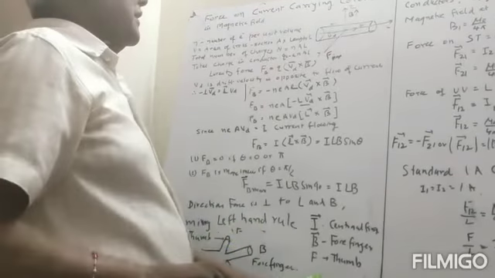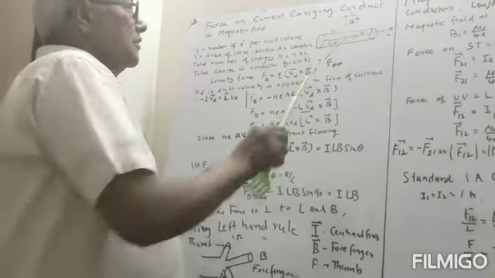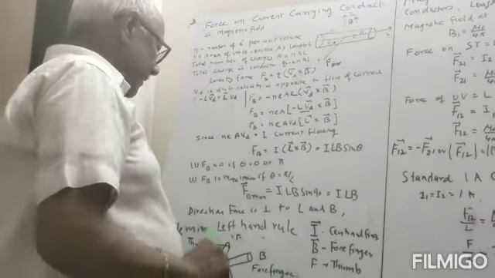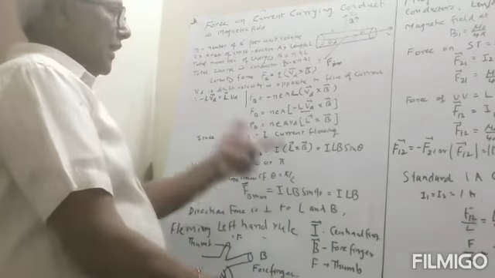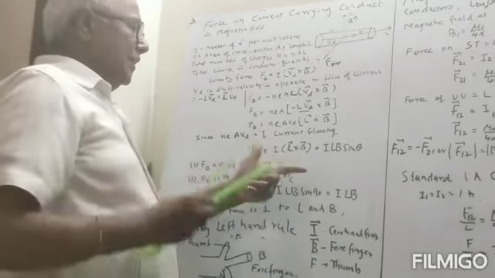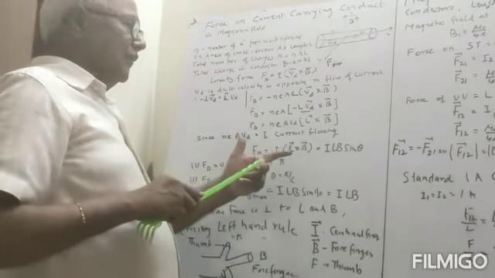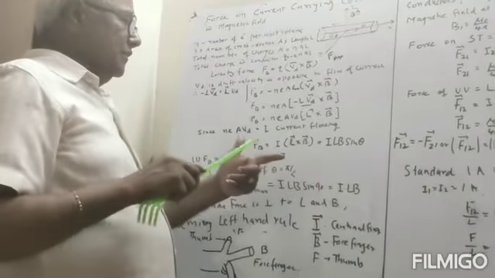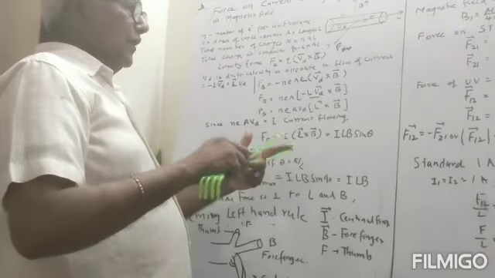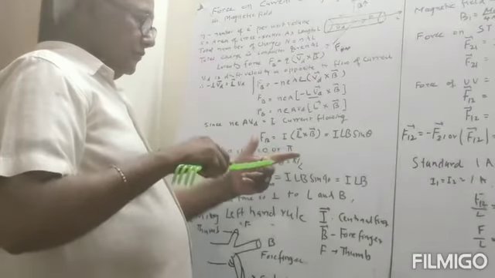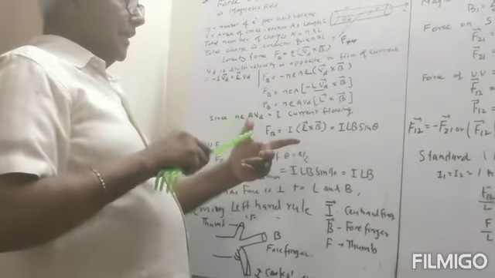So now we can give the direction of force by Fleming's left hand rule. Now, what is Fleming's left hand rule? If we take the left hand, this is your thumb, this is your forefinger, this is your central finger. The forefinger is F for field, the central finger is C for current, and the thumb will be the direction of force.